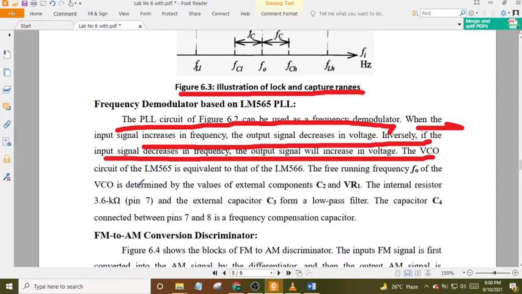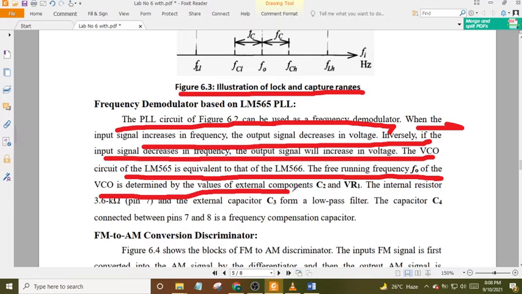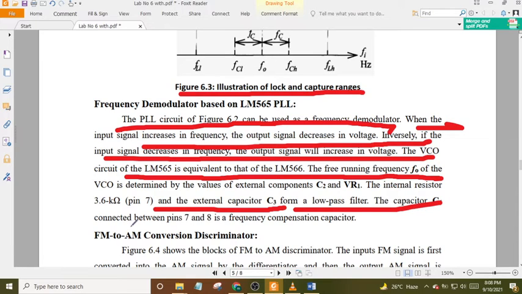The VCO circuit of the LM565 is equivalent to that of the LM566. The free-running frequency fo of the VCO is determined with the use of external components C2 and VR1. The internal resistor of 3.6 k ohms at pin 7 and the external capacitor C3 form a low-pass filter. The capacitor C4 connected between pin 7 and 8 is a frequency compensation capacitor.